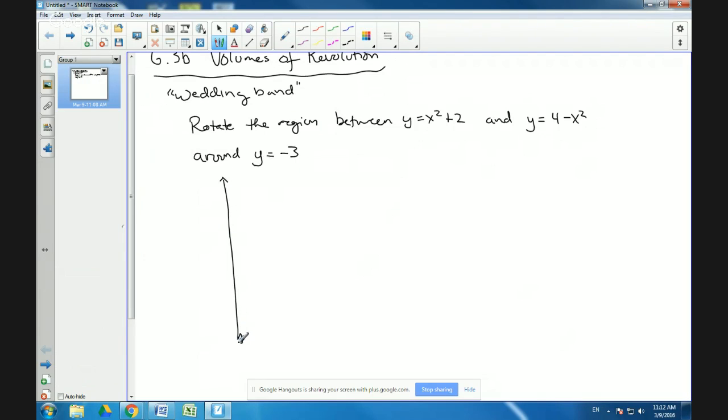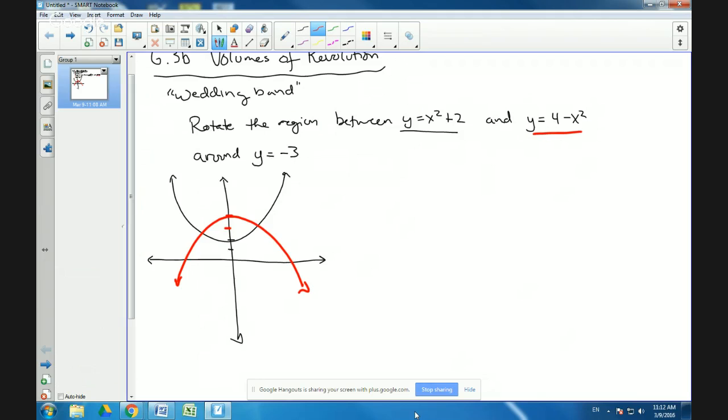So if I draw this up, y equals x squared plus 2, and there's 4 minus x squared. You can see the shape here, right? So this is our region. And then we're going to revolve it around that line. We've been doing the x-axis, which is 0. But now we're going to take this and rotate it around that one.